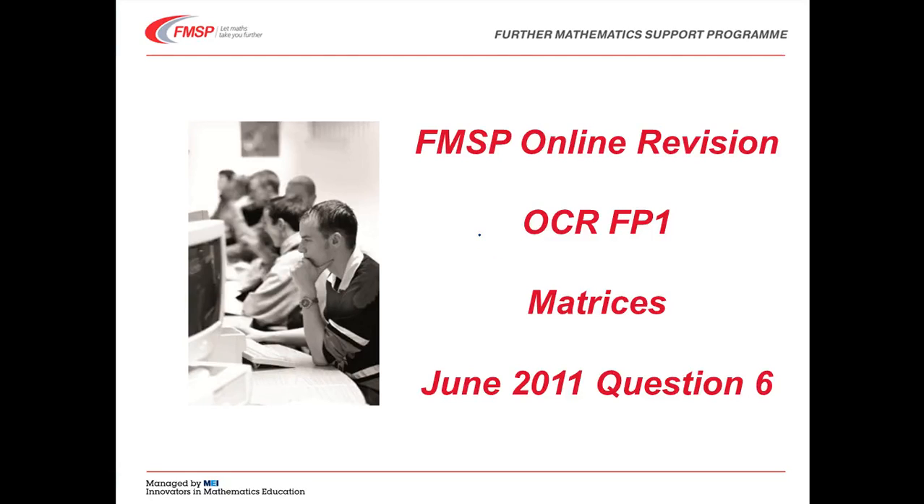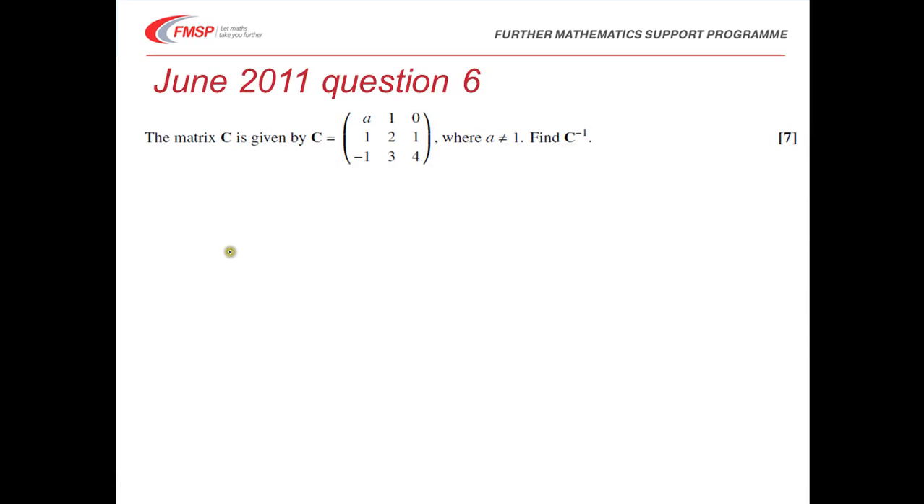This session is for OCR FP1. The topic is matrices, and we're going to do June 2011 question 6. In this question, we're being given a matrix C, which is a 3 by 3 matrix, and we're being asked to find its inverse.